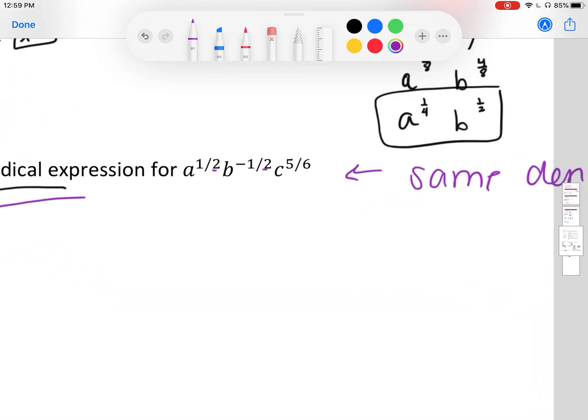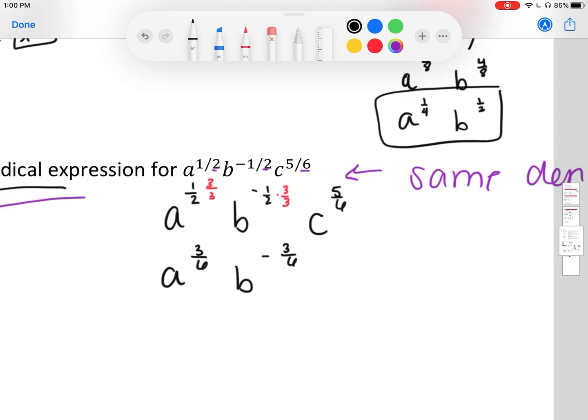So we look at 2 to 6 in my denominators. We all need to have a denominator of 6. So I need to take that a to the 1/2 power and multiply it by 3 over 3 to make my denominator 6. B to the negative 1/2 power multiplied by 3 over 3 to make it a 6. And I have c to the 5/6 power. So we have a to the 3/6 power, b to the negative 3/6 power, and c to the 5/6 power.